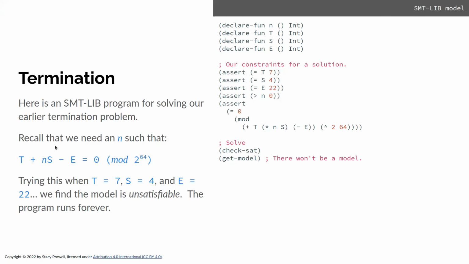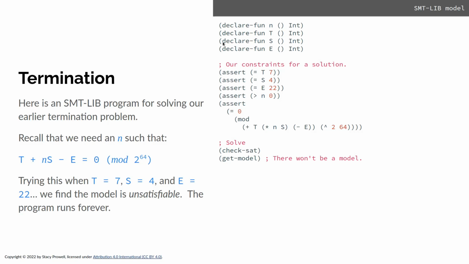So we came up with this, right? We said that T plus N times S minus E was 0 mod 2 to the 64. And if this was true for given T and S and E and some N, which we don't know about, if we can find an N that satisfies this, then it must be that the program terminates either after N iterations or before N iterations, right? We are not guaranteed it's the smallest N.